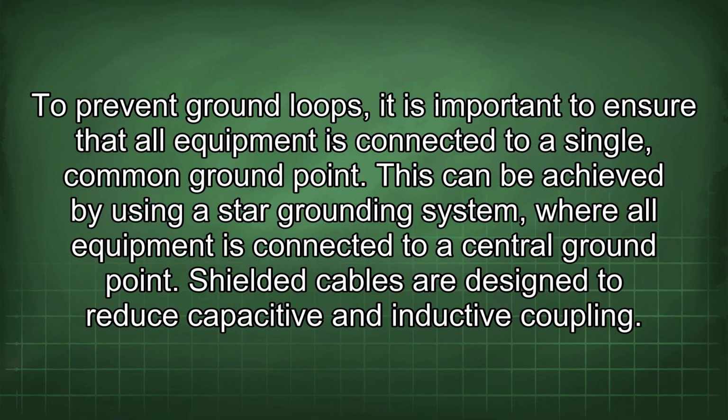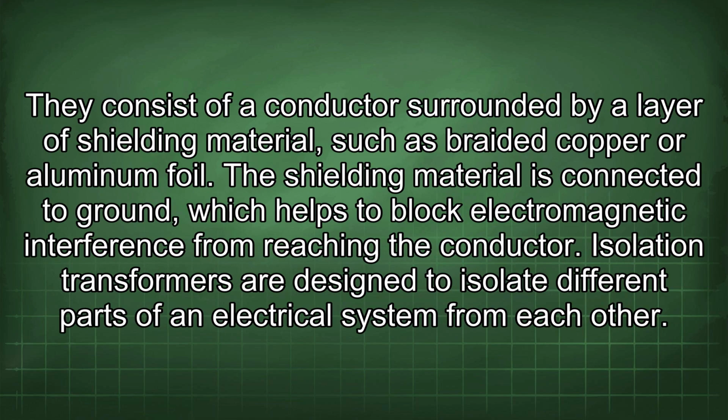a central ground point. Shielded cables are designed to reduce capacitive and inductive coupling. They consist of a conductor surrounded by a layer of shielding material, such as braided copper or aluminum foil. The shielding material is connected to ground, which helps to block electromagnetic interference from reaching the conductor.